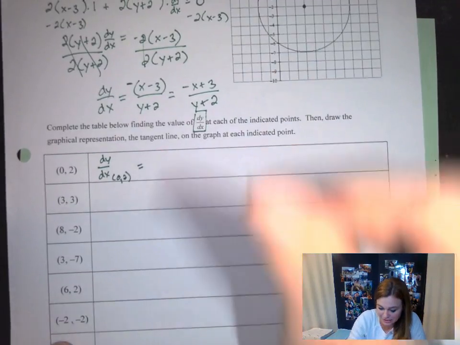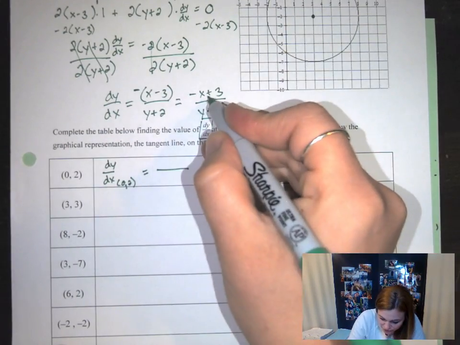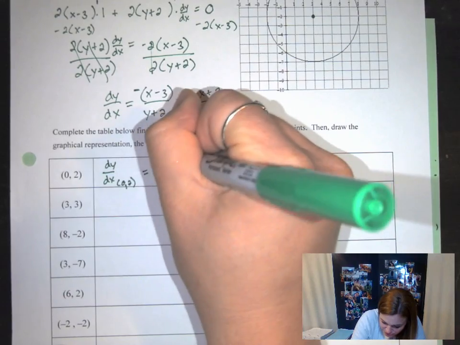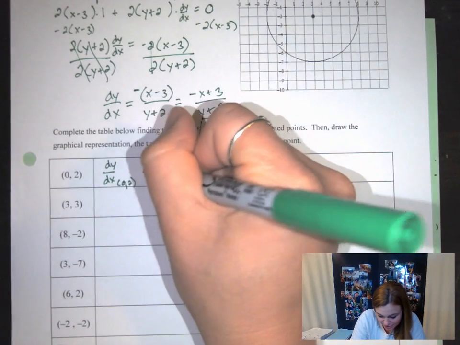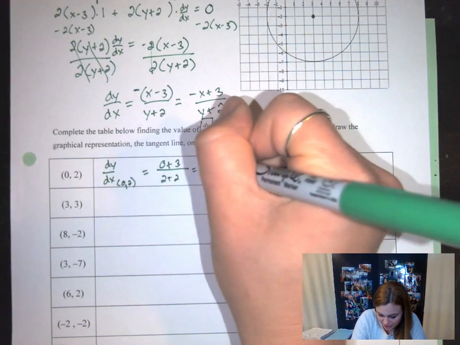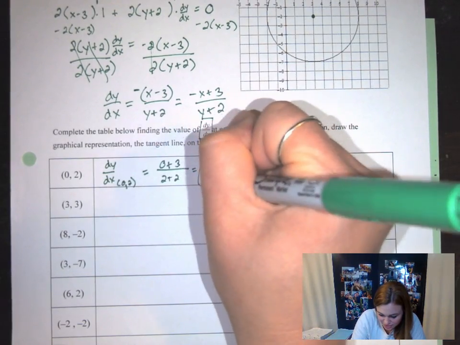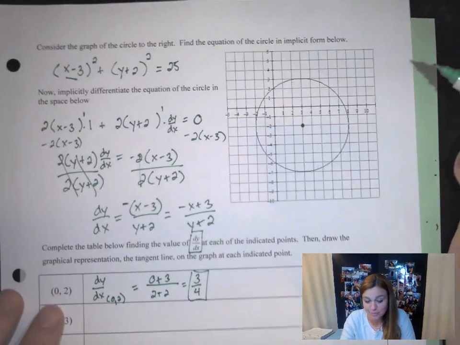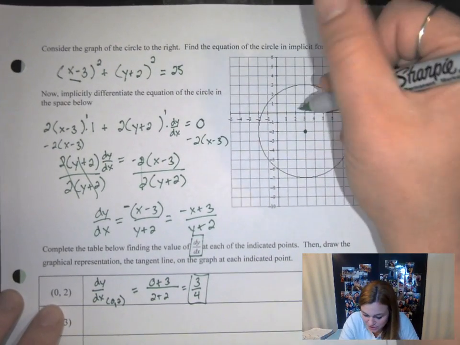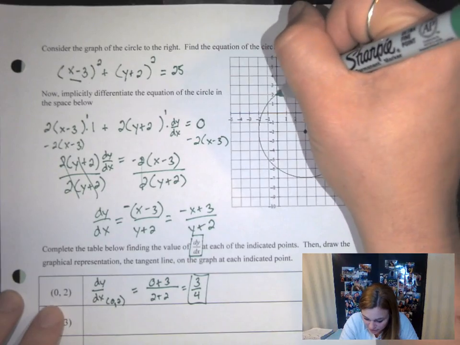Okay, dy dx, and I'm going to say at (0, 2). So the derivative at (0, 2), I'm going to substitute in 0 for x. So I'd have 0 plus 3, and 2 for y. And I get 3/4. If I go and check on my graph at the point (0, 2), because the tangent line will touch a graph at exactly one location.